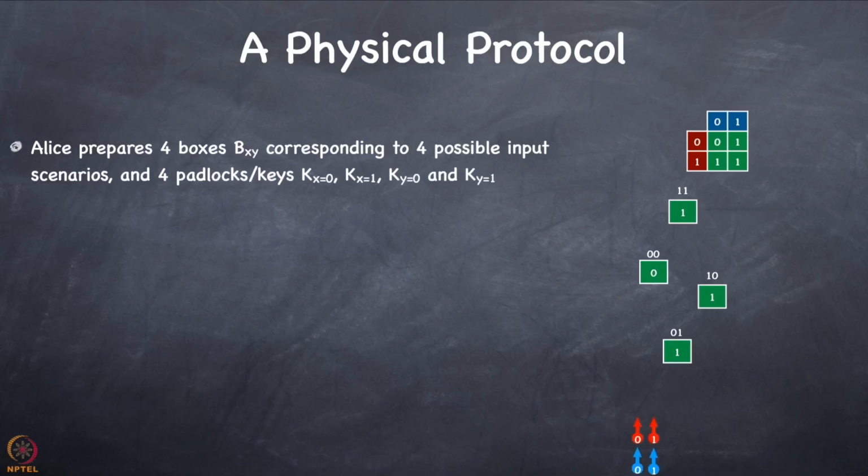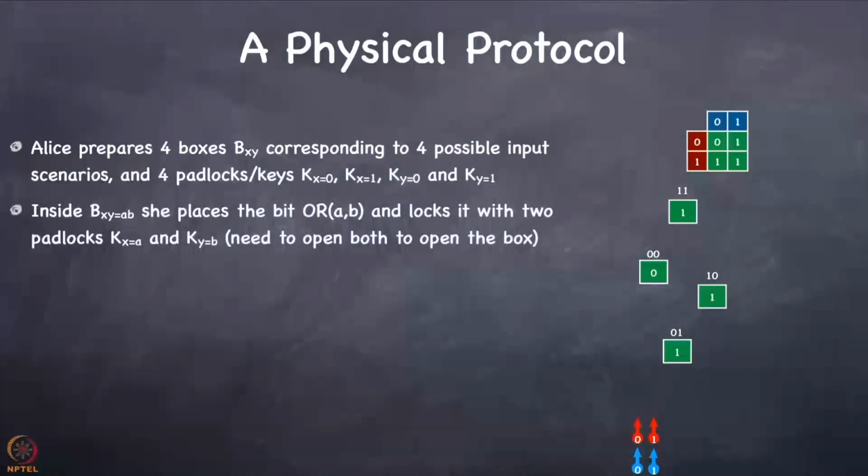And these were the keys. The red is x and blue is y. The keys are key x equal to 0, x equal to 1, y equal to 0, y equal to 1. So those are the 4 keys. Okay, so this is what I said so far. Alice has picked these. Then I also said she placed inside the box the bit R of AB.